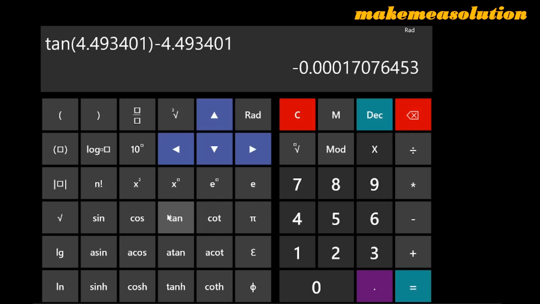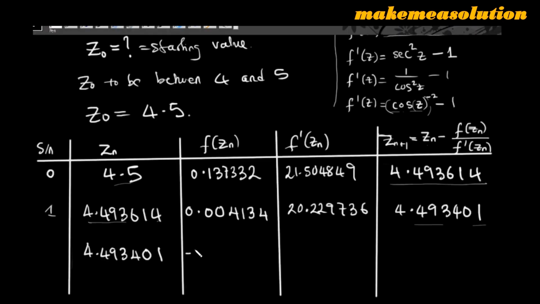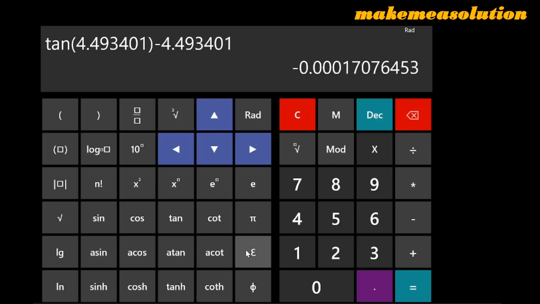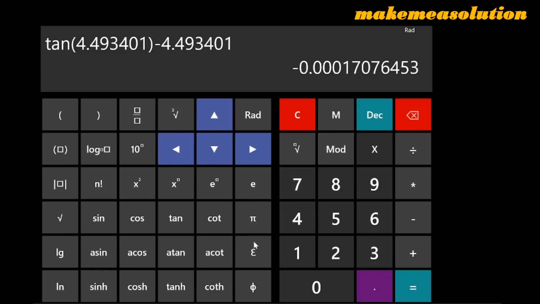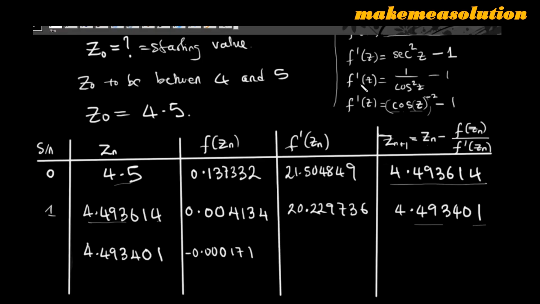Okay, so this gives me minus 0.000171 approximately, minus 0.000171. Okay, so we are going to calculate f prime of zn. Okay, f prime of zn.